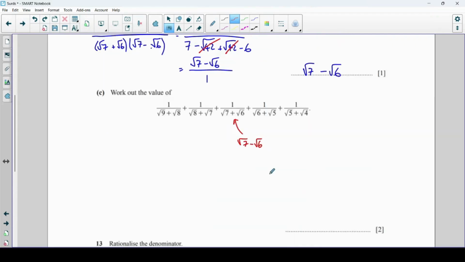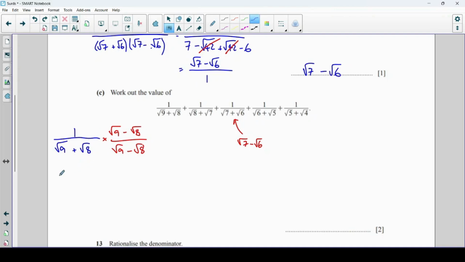I'll just show you one of the other ones just to convince you that we're going to get a really similar result here. It's because they're all 1 apart. Root 9 and root 8 are just 1 apart, same with root 8 and root 7. Let's see what happens if we rationalise the denominator. Now, I don't think you'd have to do this to justify your answer. I'm doing it to show you how it works.